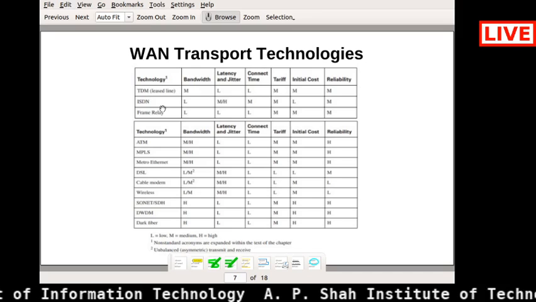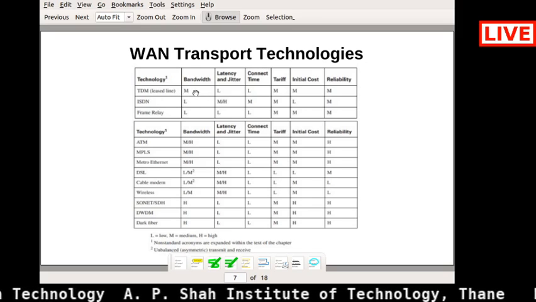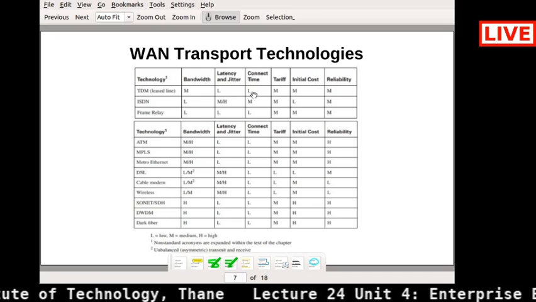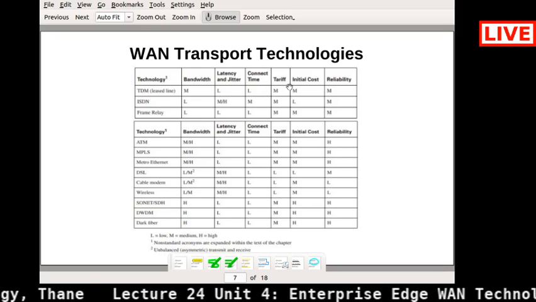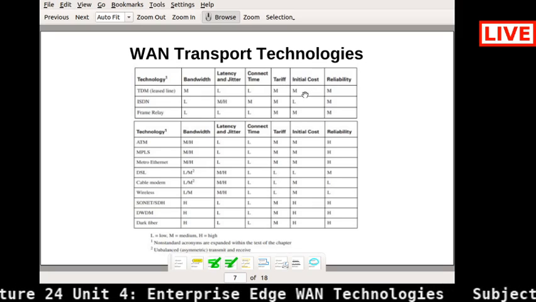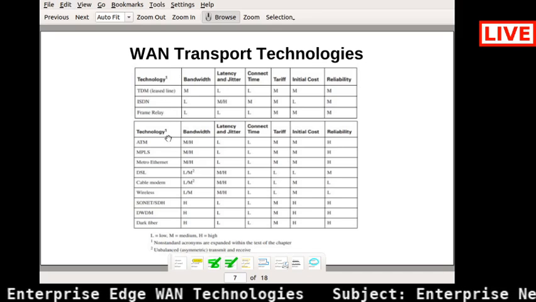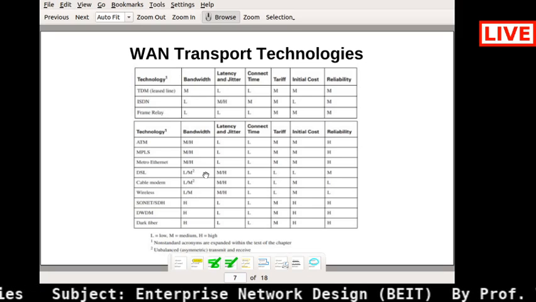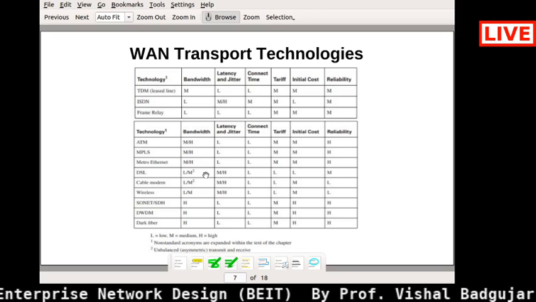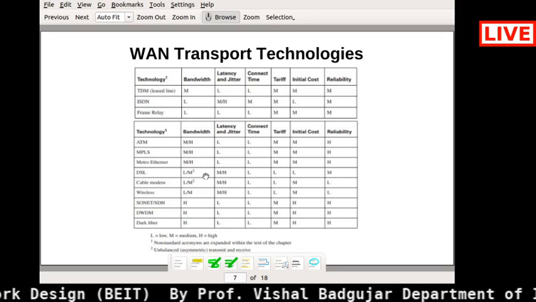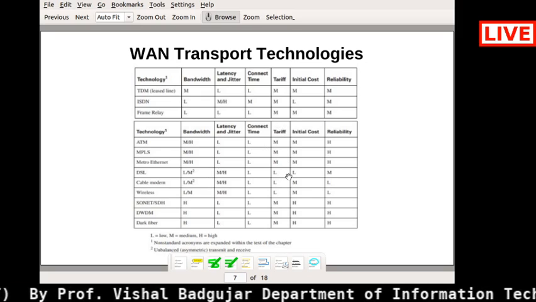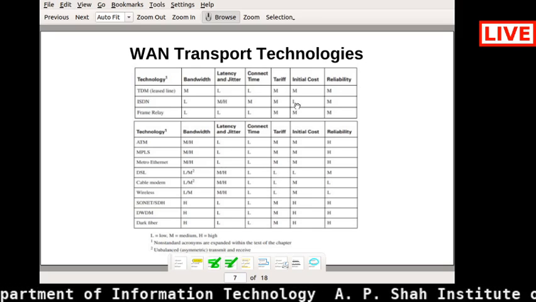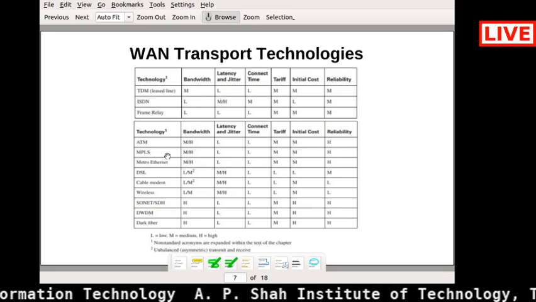For TDM, with respect to the bandwidth, it gives you a medium bandwidth, low latency, low connection time required, the cost is medium, and the initial cost and reliability are also medium. Likewise, I have mentioned each and every transport technology here. If you want to select which WAN transport technology will be helpful for your organization, according to the cost and the bandwidth you want, depending upon this comparison chart, you can easily identify it.